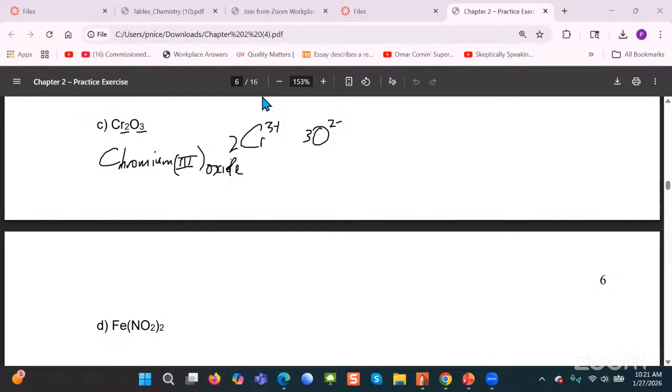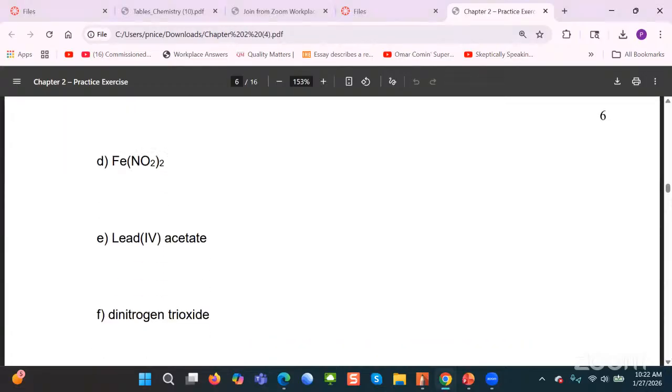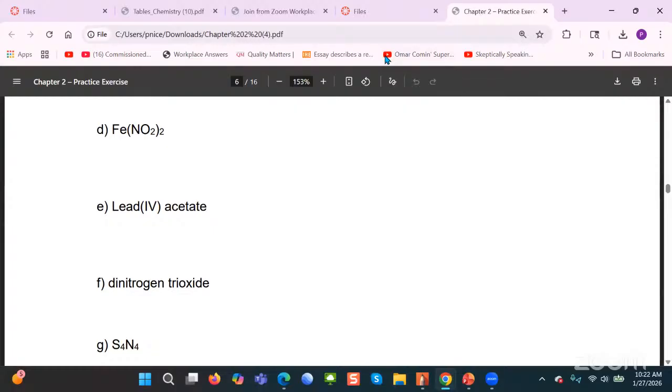Any questions about this one? Any questions about Cr2O3, the answer being chromium 3 oxide? Any questions? No questions? All right, let me hear what you have to say about D. Let me clear this first, and scroll down. Okay, what say you is the answer for D?